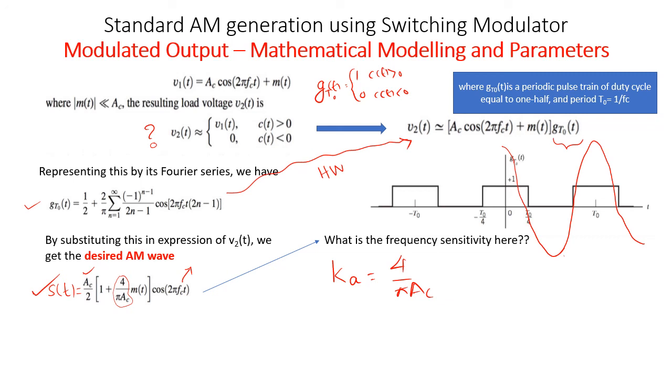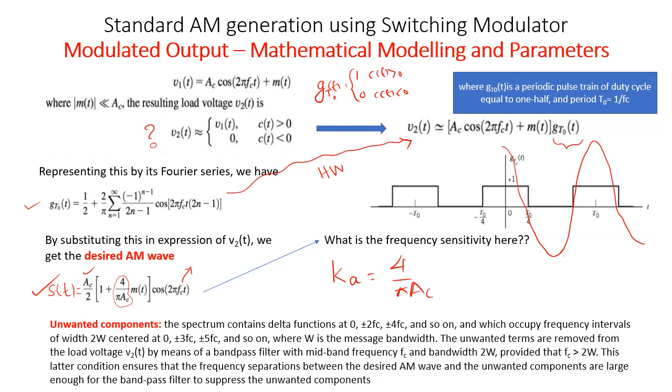If you want to reduce the amplitude sensitivity Ka, we have to increase Ac. If you have to increase Ka, we have to reduce Ac, but we can only reduce Ac up to a point such that Ac is still able to drive the diode on and off. So that is the mathematical modeling of the switching modulator output.